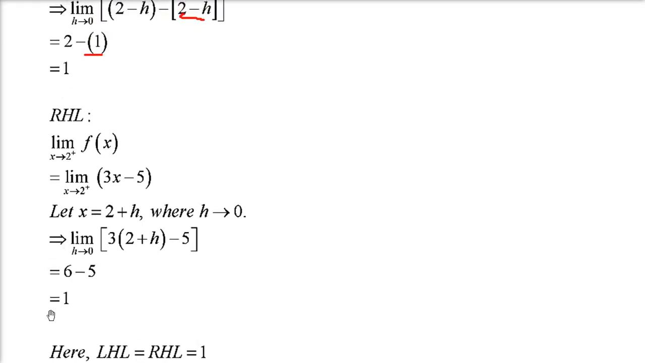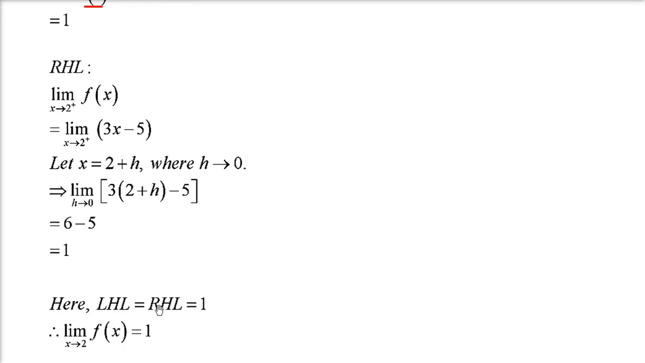Now as I said, LHL, RHL both are 1. That means they are equal to 1.